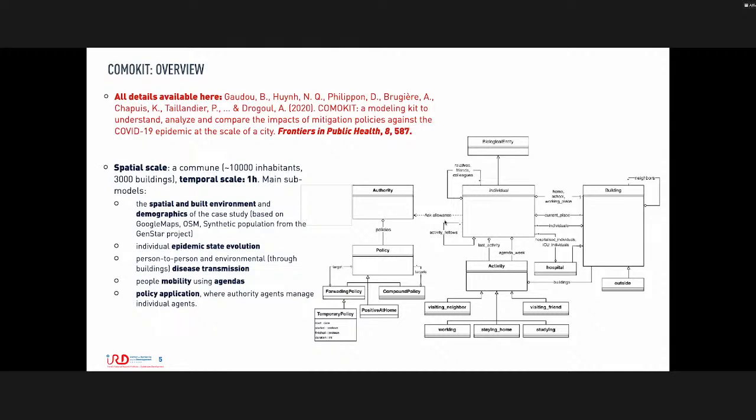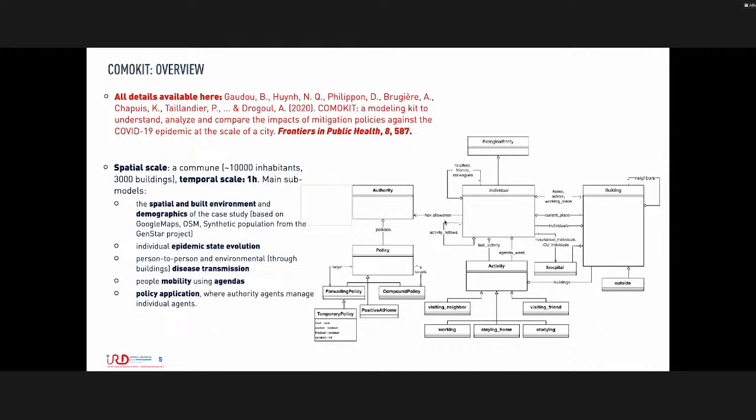So ComoKit is built around these five components, and they more or less each represent some sub-models. It's not completely the case because, of course, you have models that will link some of these entities. So of course, you have the spatial and built environment and demographic of the case study, which is a sub-model by itself because we need to pre-process some of the data.